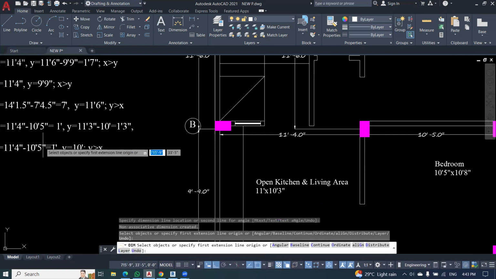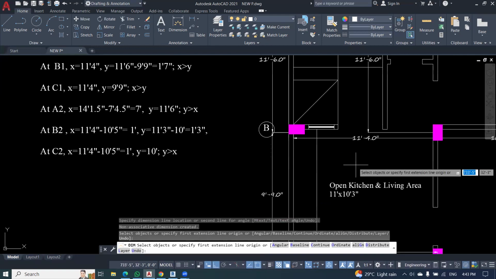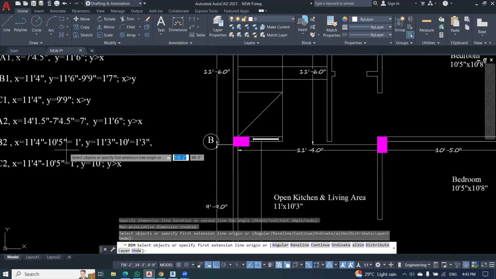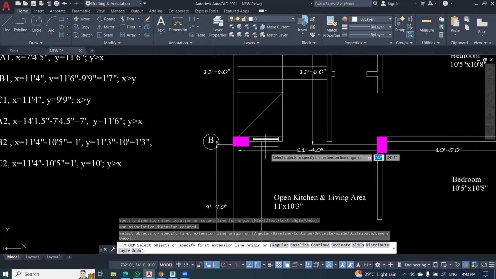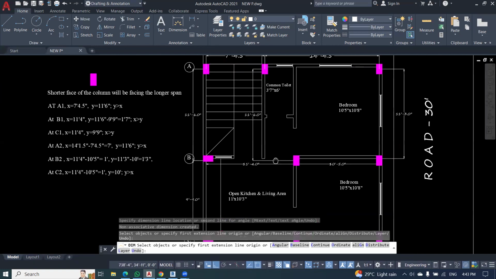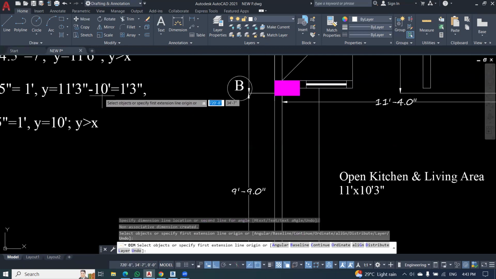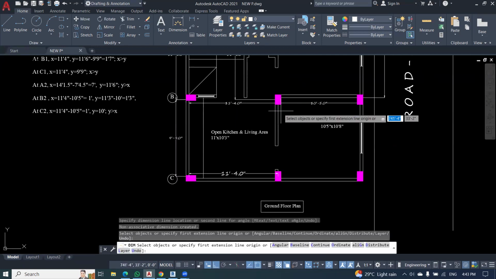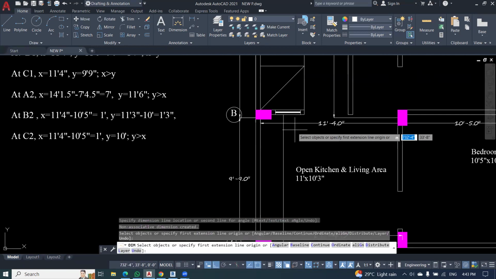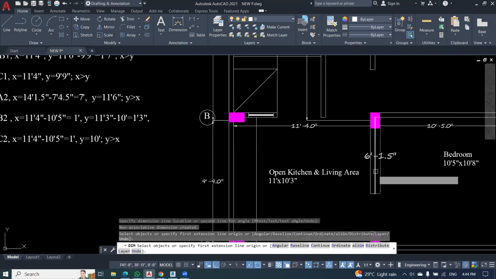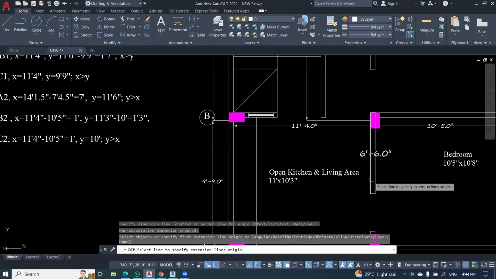Now at B2, how much is the x distance? 11 feet 4 inches. So this is the 11 feet 4 inches minus 10 feet 5 inches. That is 1 feet. Okay, approximately 1 feet. Now, what is the y distance? 11 feet 3 inches. Okay, 11 feet 3 inches or 11 feet 6 inches, whatever it may be, minus 9 feet 9 inches or 10 feet. That goes to 1 feet 3 inches. It's almost equal only. Yes. There is no much difference. So आपकी मर्जी. You can just rotate it like this or just keep it like this also. Yes. Okay. It's your wish.